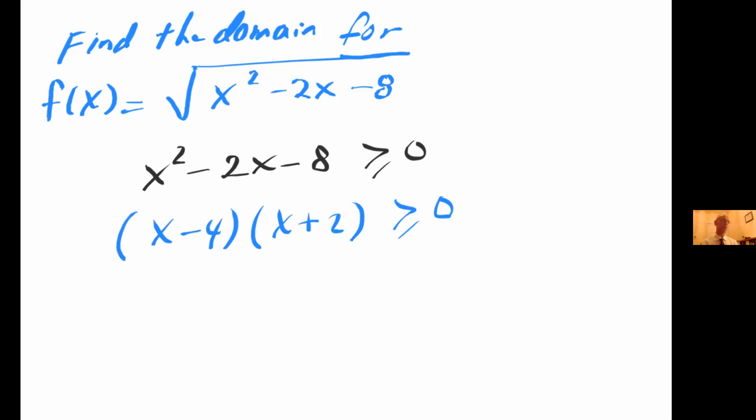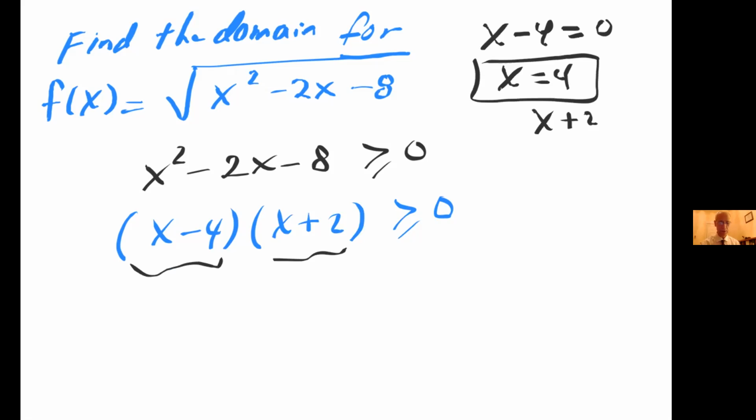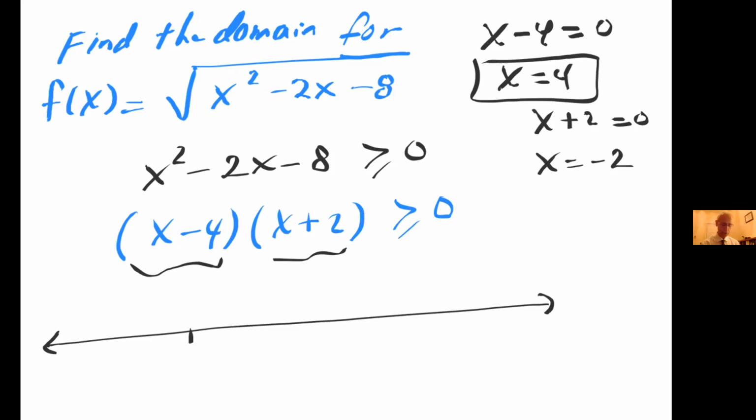So I know the boundaries for the domain, or what we call in math critical points, are positive 4 and negative 2. How do I know that? By setting each factor equal to 0. If I say x minus 4 equals 0, I get x equals 4. And if I say x plus 2 equals 0, I get x equals negative 2. So the critical points are at negative 2 and positive 4.